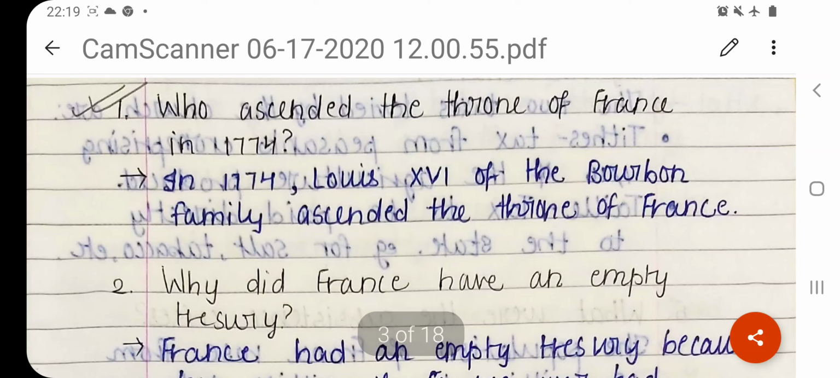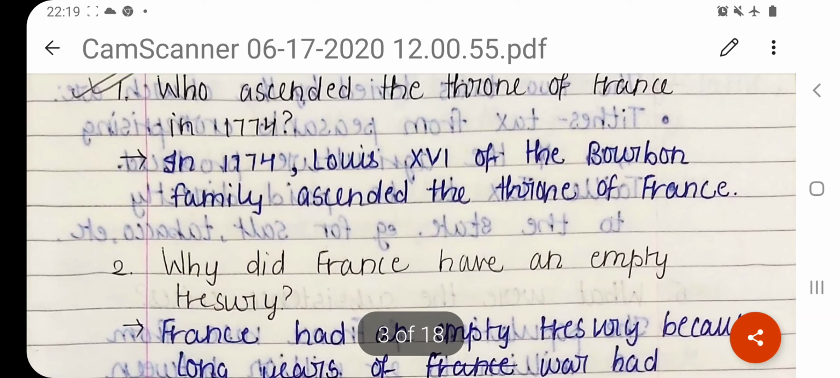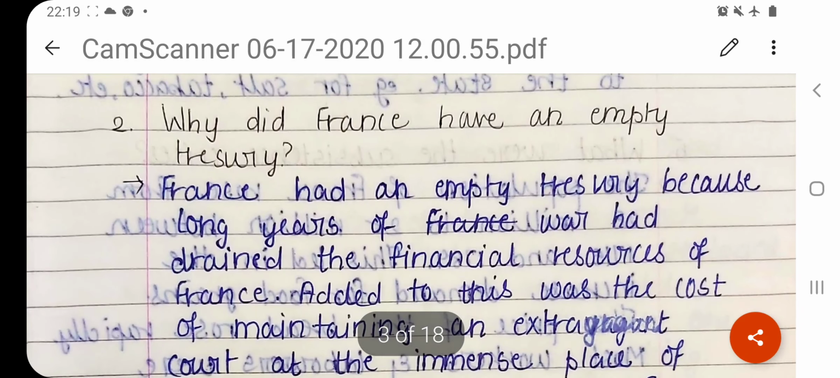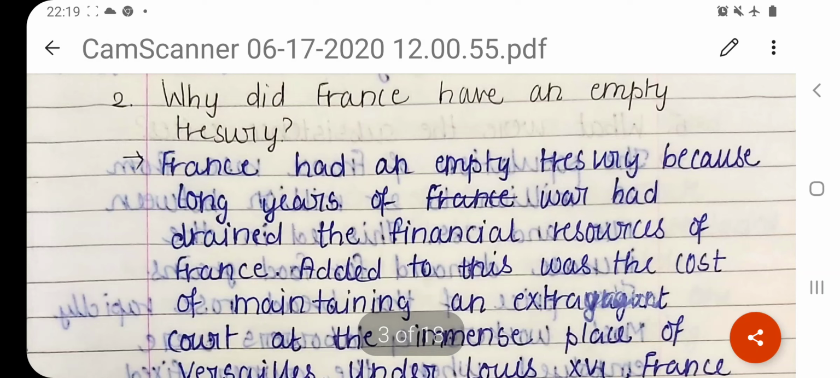Now, who ascended the throne of France in 1774? In 1774, Louis XVI of the Bourbon family ascended the throne of France, or the Bourbon dynasty. He was the king of France in 1774, a few years before the revolution broke out.